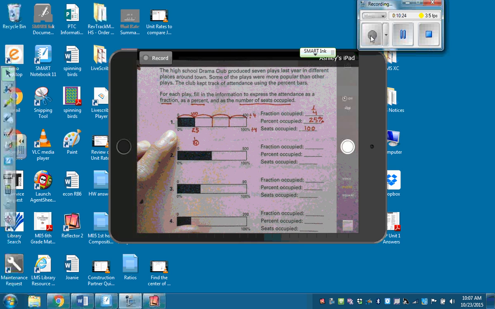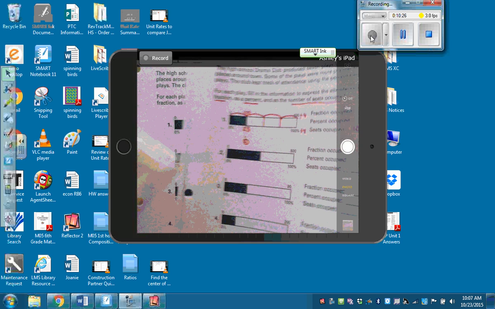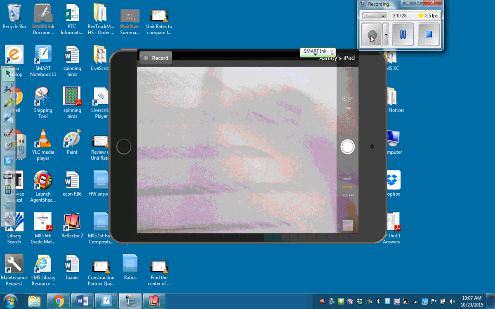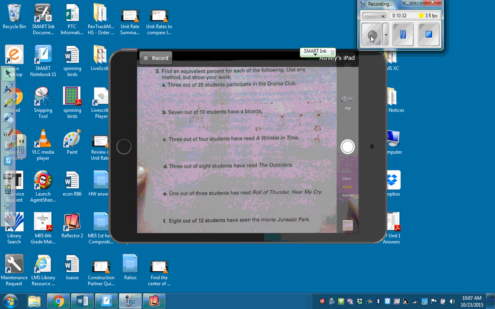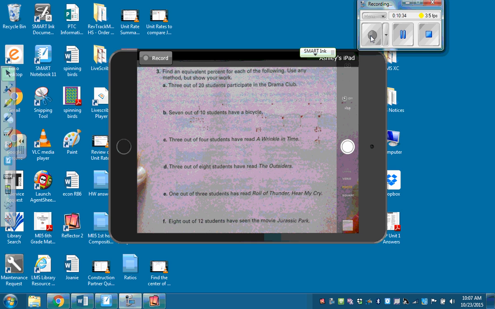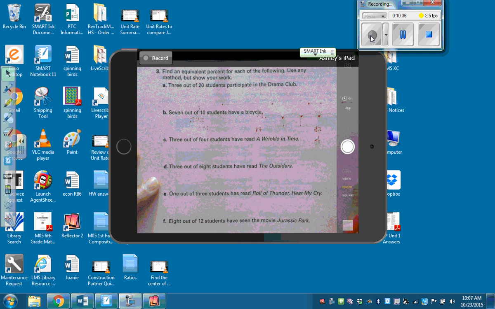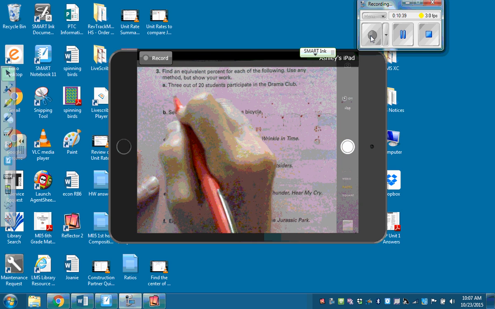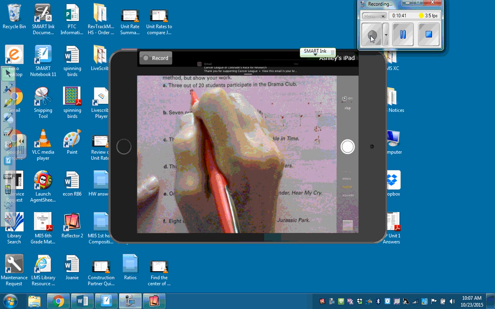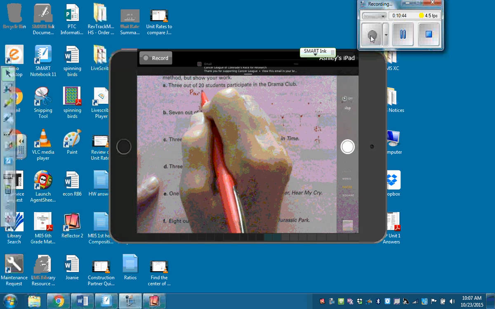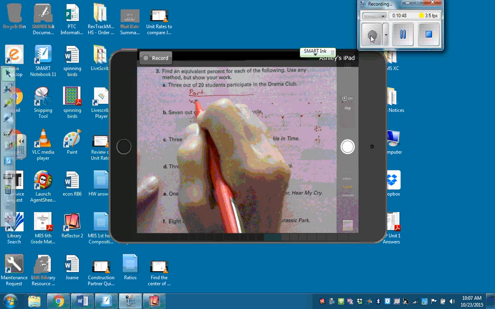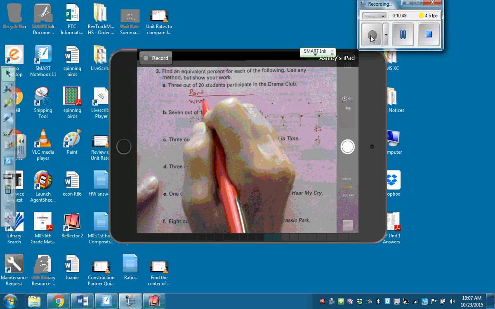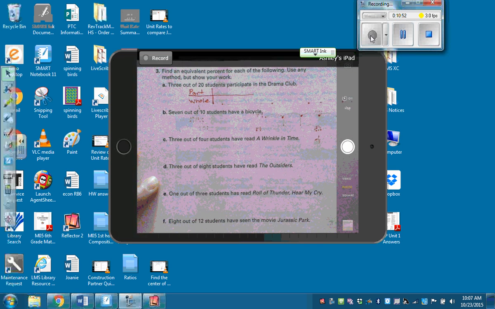All right. On the other side, this is review. Let's think about part-to-whole comparison. Wade, why don't you read for me? Find the equivalent percent for each of the following. Use any method, but show your work. Okay, and I'm going to use my favorite method, ratio table. Part to whole, because for percents it works so nicely. Jason, what's the part in this problem, part A? What does it say, part A?